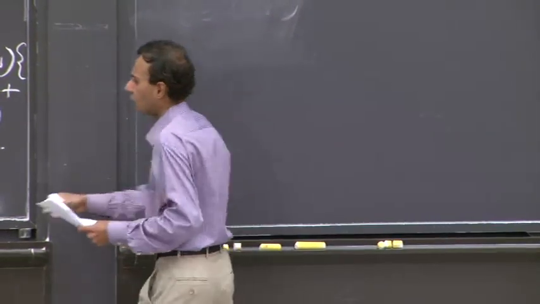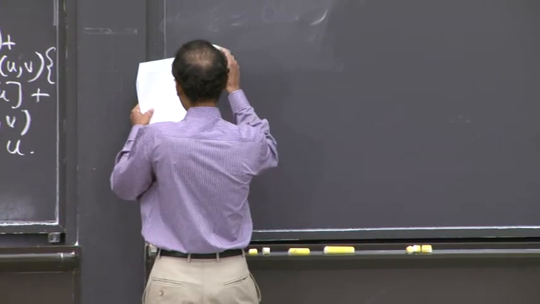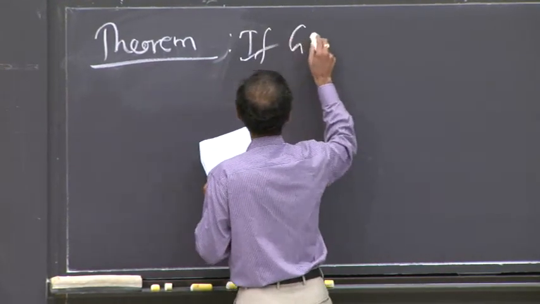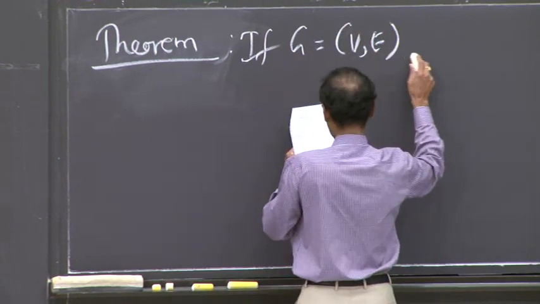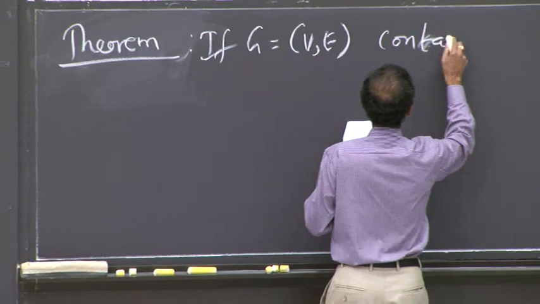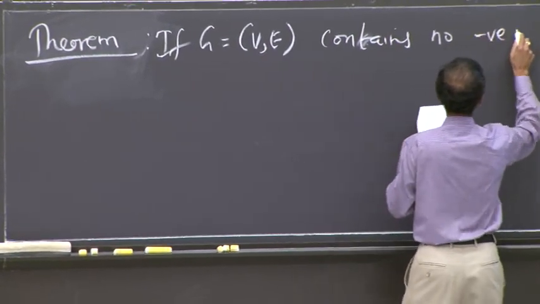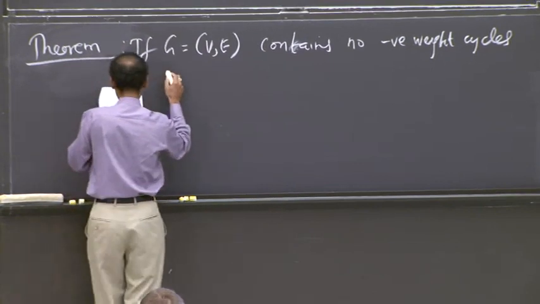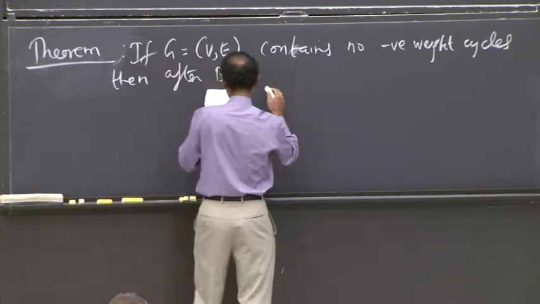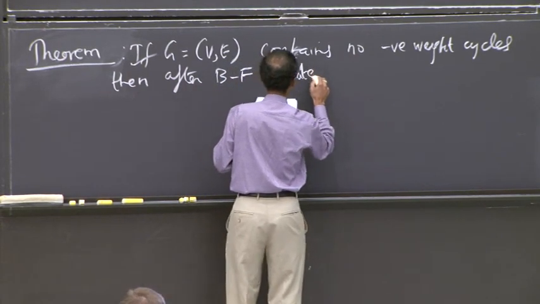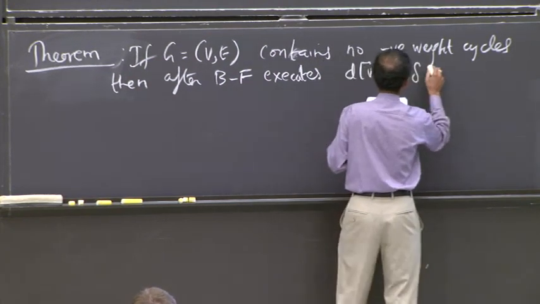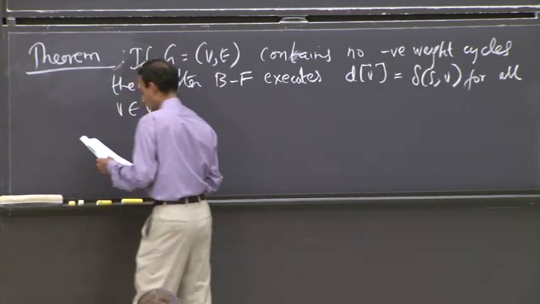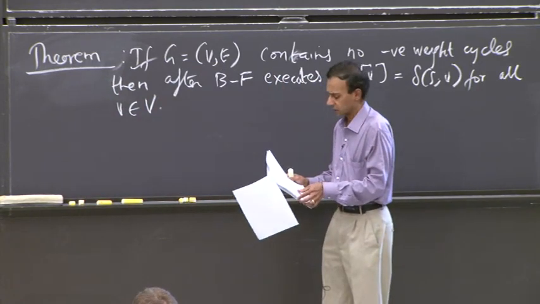So what we have here for this algorithm is that it can guarantee, in a graph G = (V, E), if it contains no negative weight cycles, then after Bellman-Ford finishes execution, d_v equals delta(s, v) for all v belonging to V. All right? And that's the theorem we want to prove.